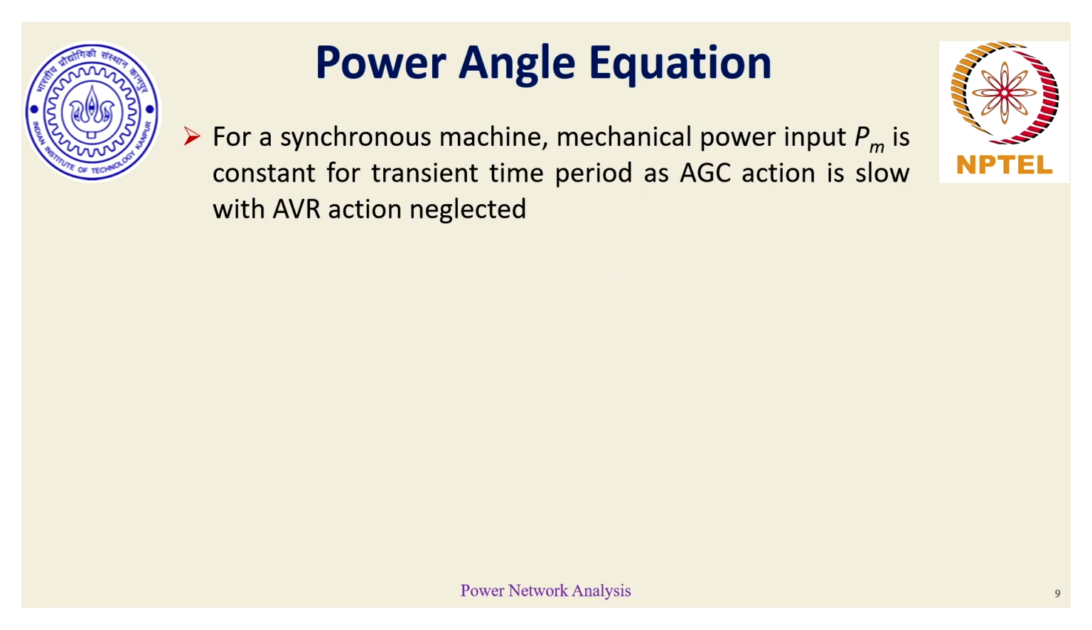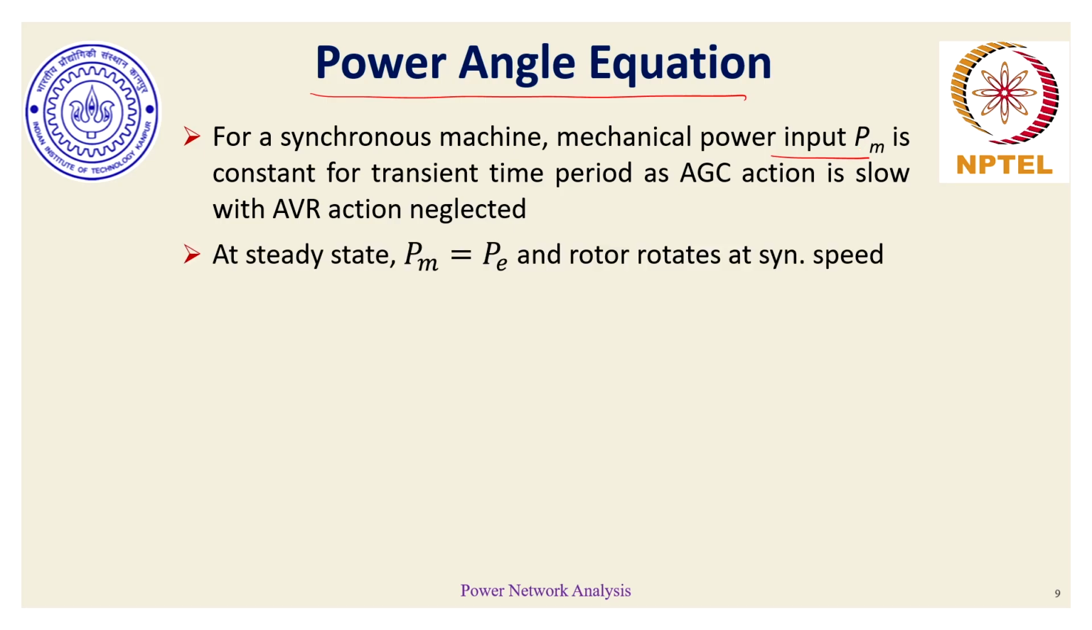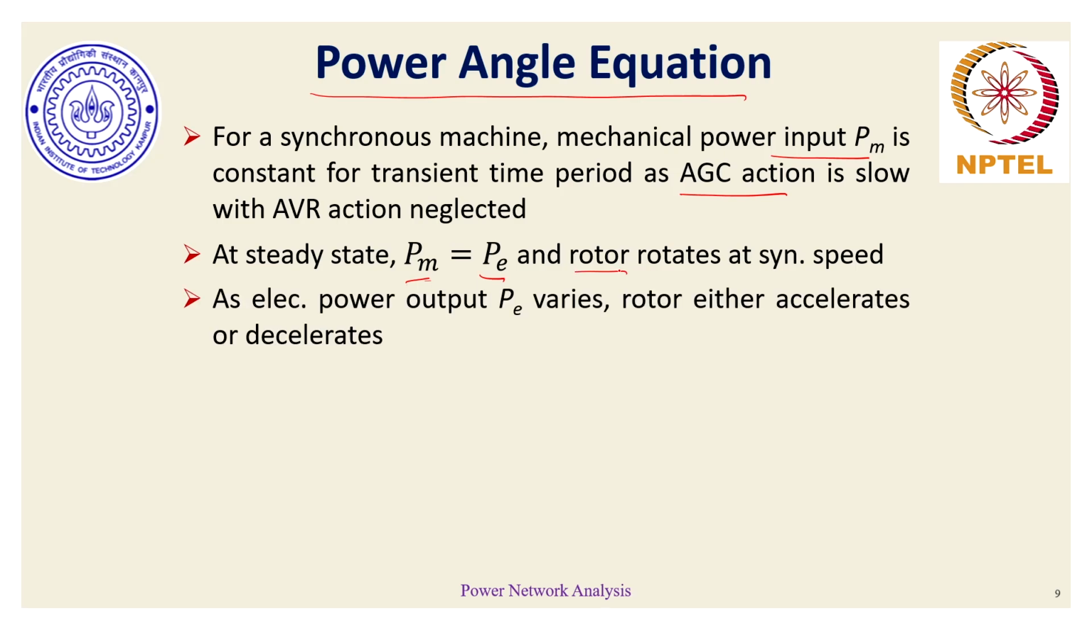cases progress. In terms of the swing equation, there is also another important equation known as the power angle equation. For a synchronous machine, from the transient rotor angle stability perspective, mechanical input power would remain constant, as the transient time period is comparatively smaller than the response time of AGC. So, the governor dynamics are all ignored. AVR action is also neglected. At steady state, both these powers, input power and output power, are the same, so the rotor rotates at synchronous speed.